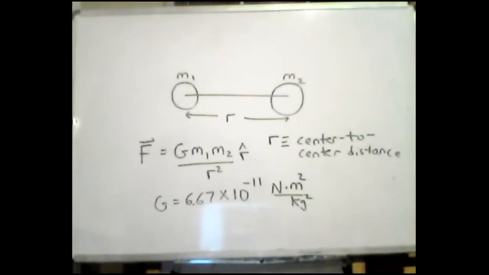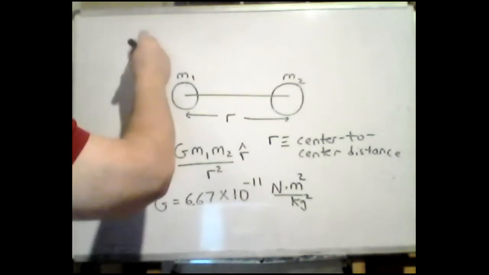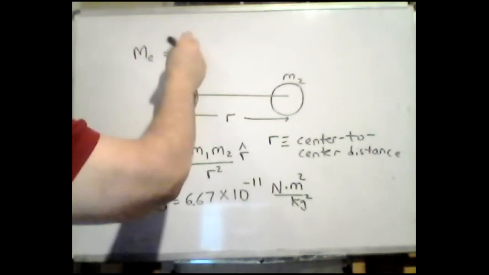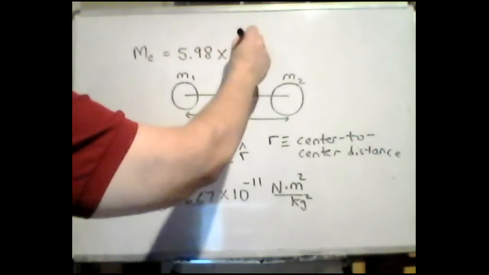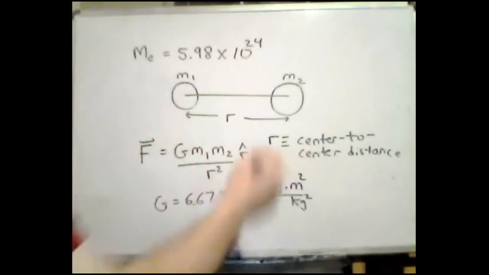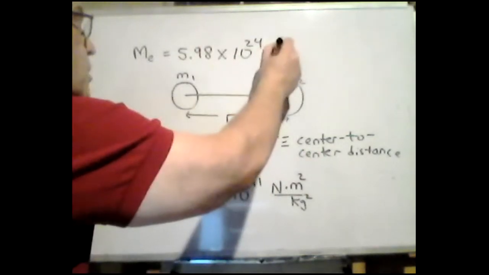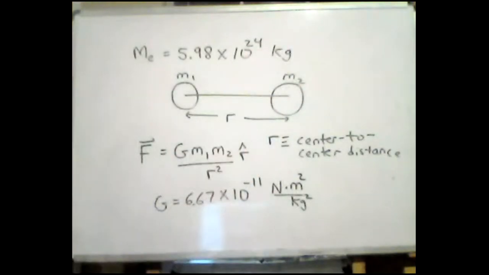But if I walk around in the classroom with a bunch of students, as I walk past them, I'm not being drawn to them through gravity. I don't feel their gravitational attraction because their force is very small. However, the Earth has a huge mass. Now, the mass of the Earth is on the order of 5.98 times 10 to the 24 kilograms. That is a huge mass.